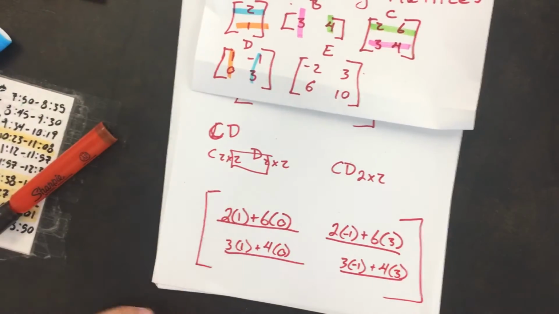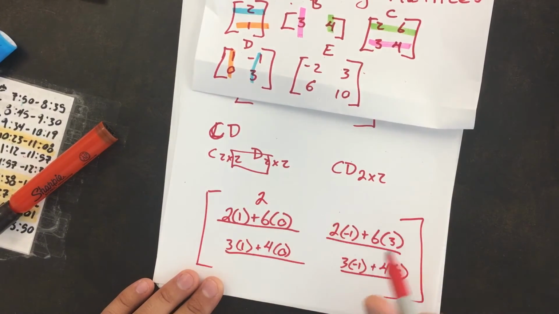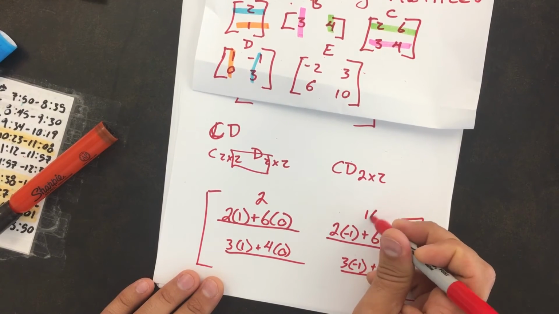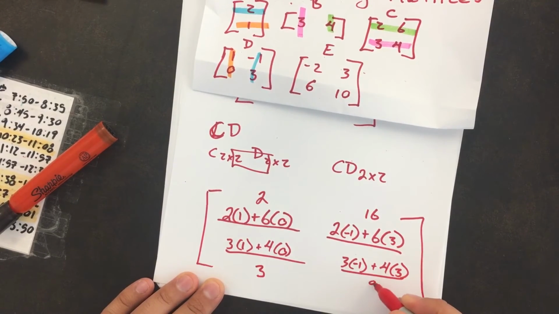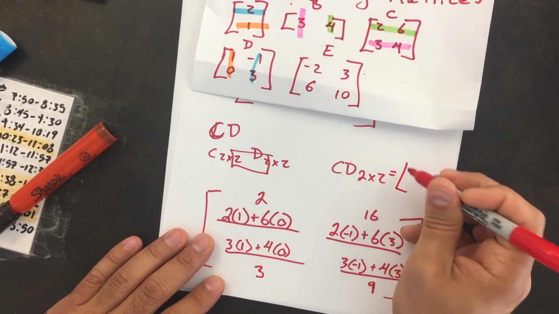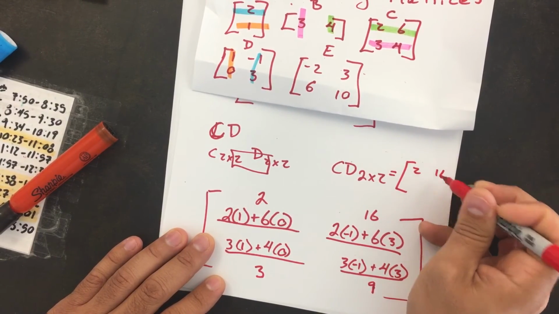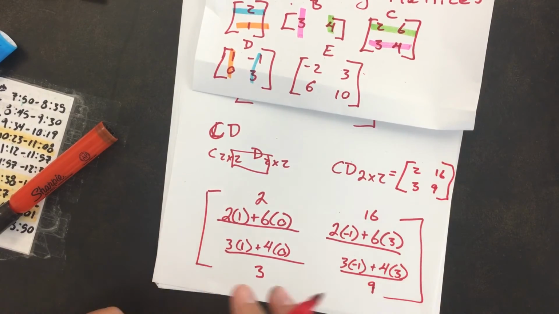Then I'm just going to do the multiplication. 2 plus 0 is 2. Negative 2 plus 18 is 16. 3 plus 0 is 3. Negative 3 plus 12 is 9. So my new matrix is 2, 16, 3, 9. Hopefully that makes sense.